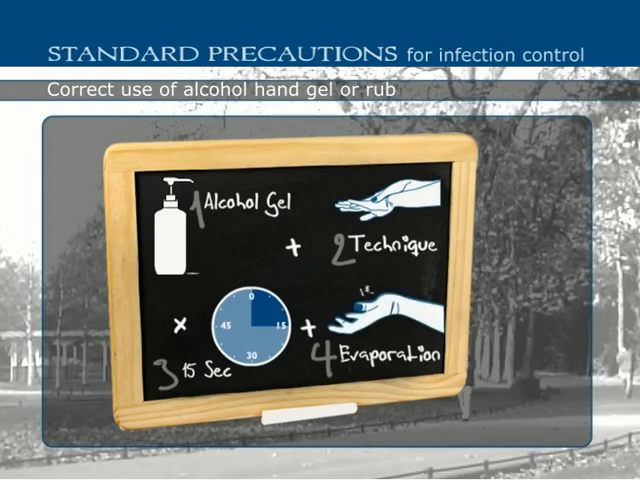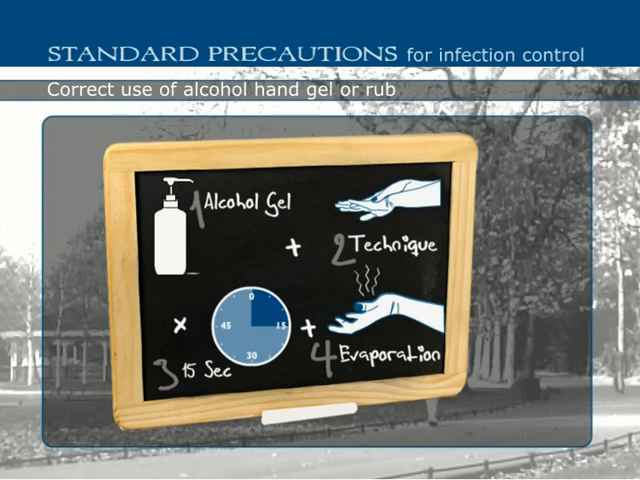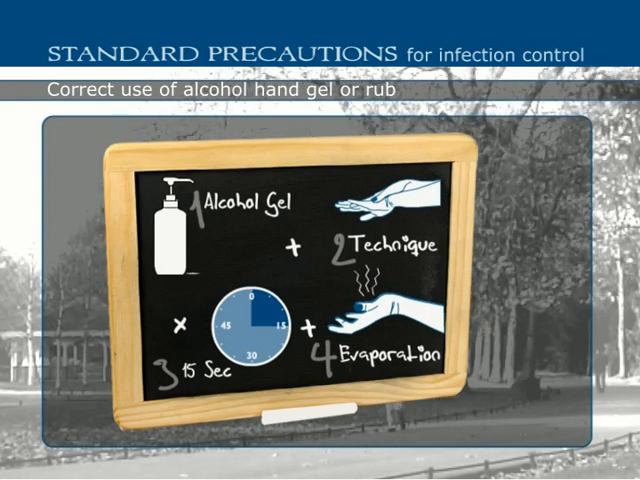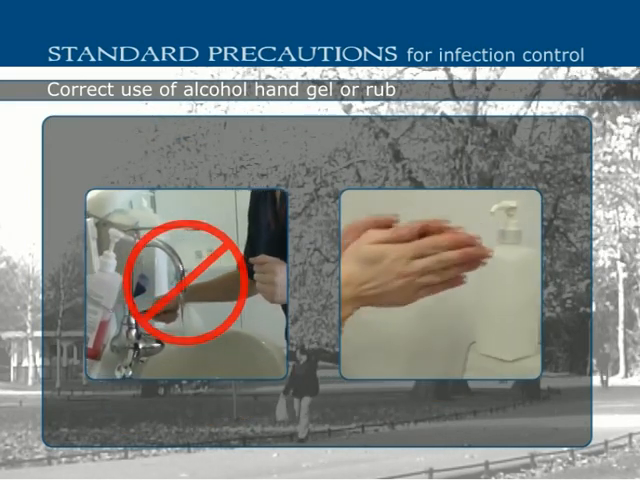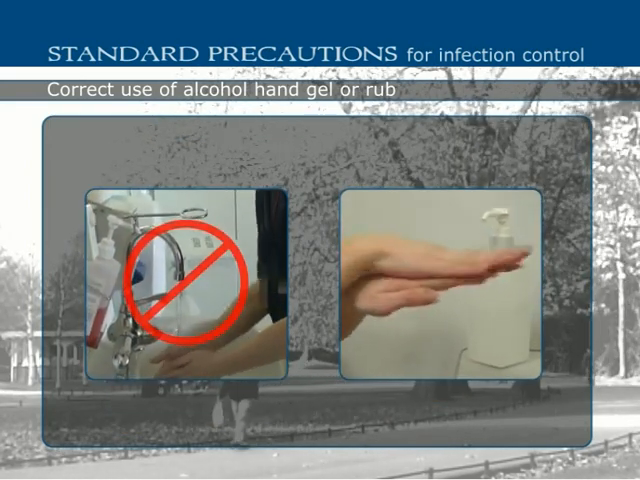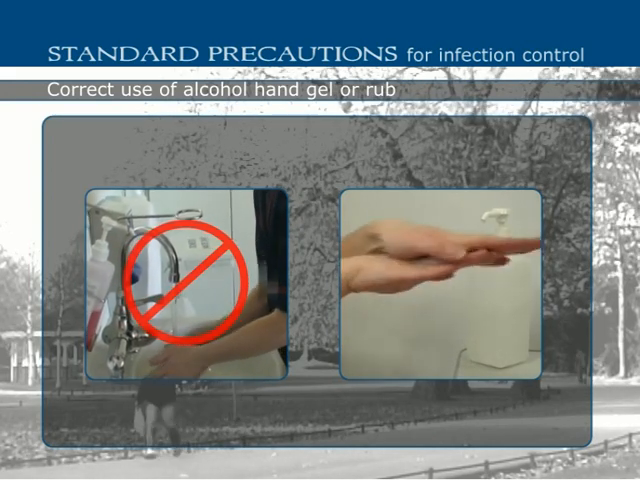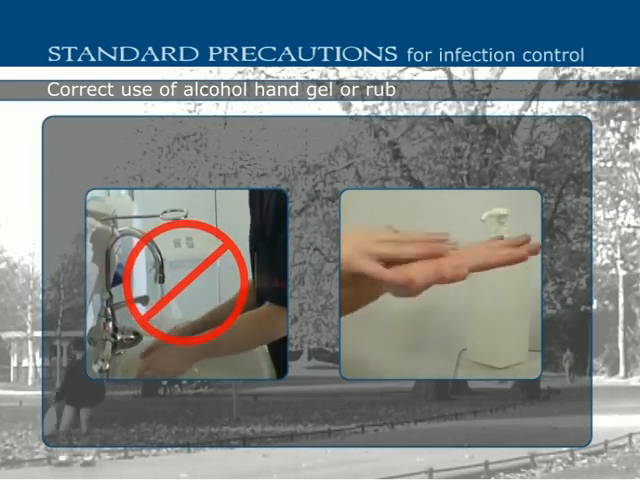4. Your hands will dry by themselves. There is no need to use paper towels. Drying will take about 30 seconds. There is no need to use water in conjunction with an alcohol hand gel or rub. This is a water-free method of cleaning your hands.